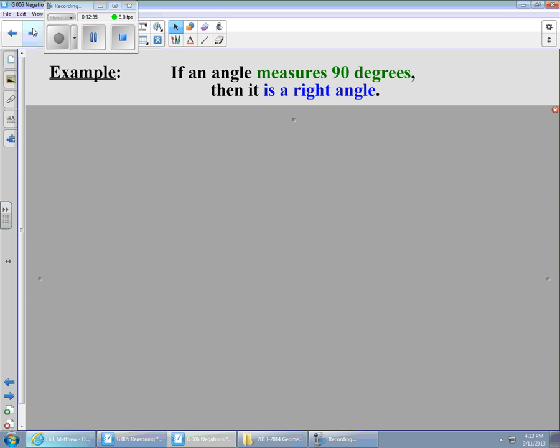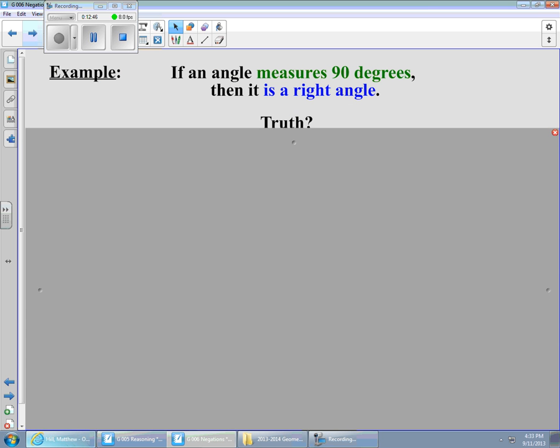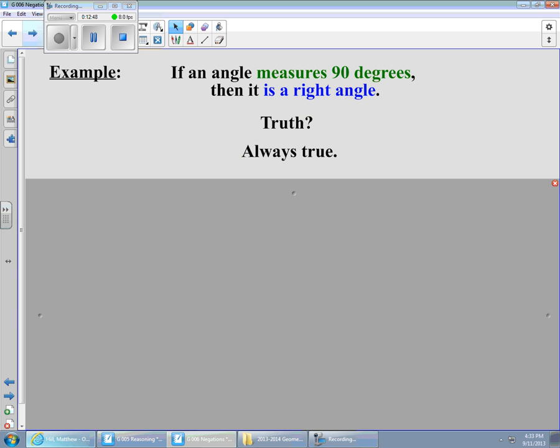So this needs to be always true. So let's think about it for a moment. If an angle measures exactly 90 degrees, does that guarantee that it's going to be a right angle? Okay, absolutely it does. There's no way to get around that. It fits exactly into the definition. So we've got a very strong conditional statement, very strong conjecture right off the bat.